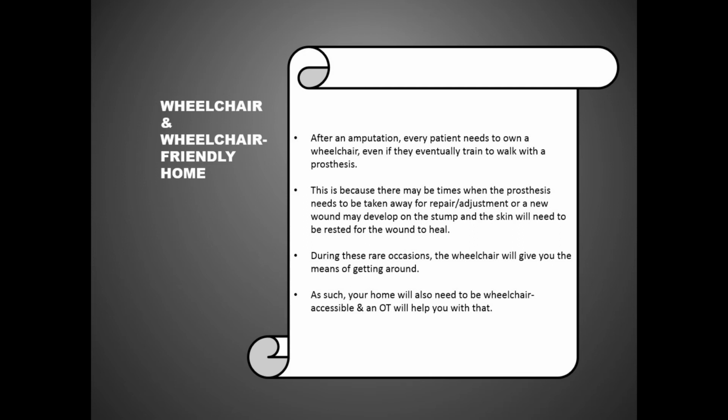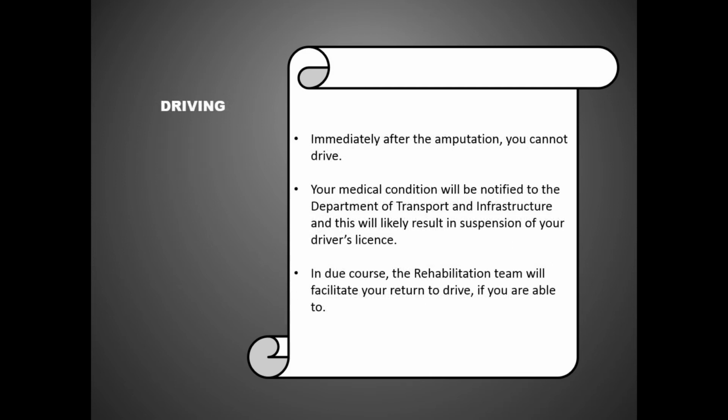As such, your home will also need to be wheelchair accessible, and an OT will help you with that. Driving. Immediately after the amputation, you cannot drive. Your medical condition will be notified to the Department of Transport and Infrastructure, and this will likely result in suspension of your driver's license. In due course, the rehabilitation team will facilitate your return to drive if you are able to.